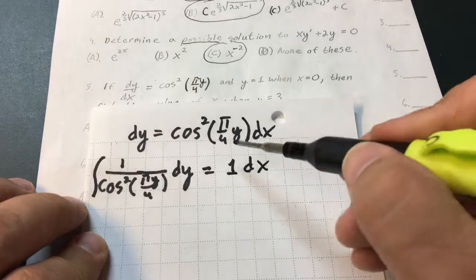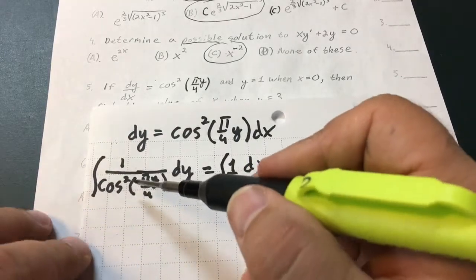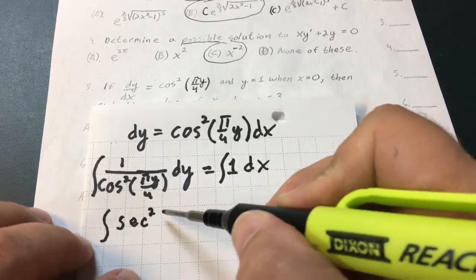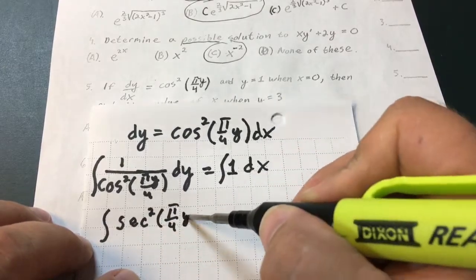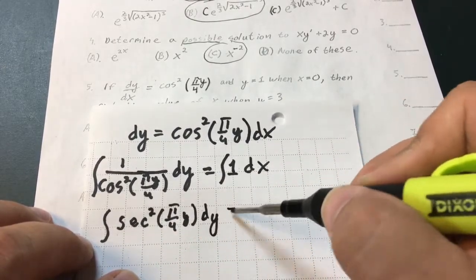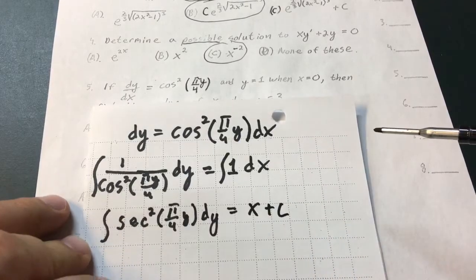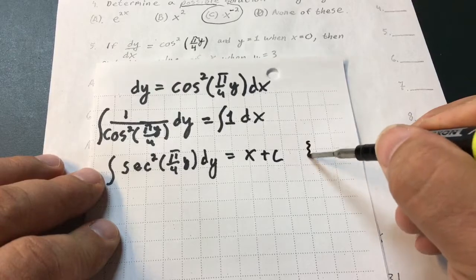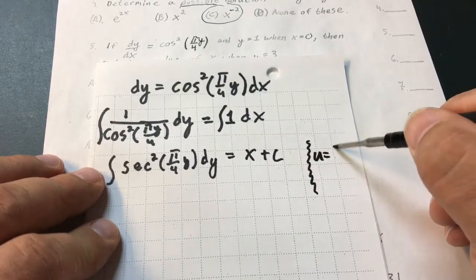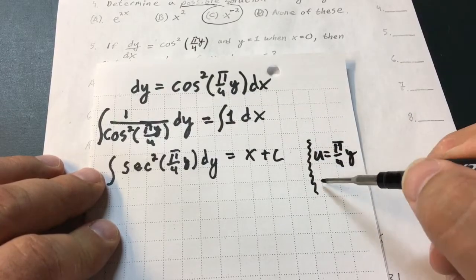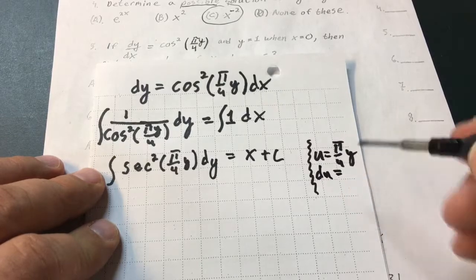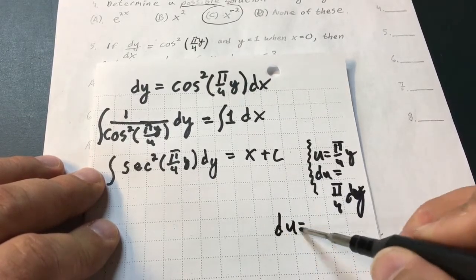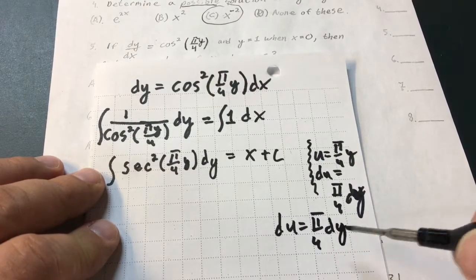Integrate both sides. Well, I can't really take the integral of that right fast, so I'm going to use a trig identity and rewrite that as secant squared pi over 4 times y dy equals x plus c. Now the integral of that is tangent, but I have this inside, so I'm going to do a little quick u sub for that. I'm going to let u equal pi over 4 y. I take the derivative, that's going to give me du equals pi over 4 dy.